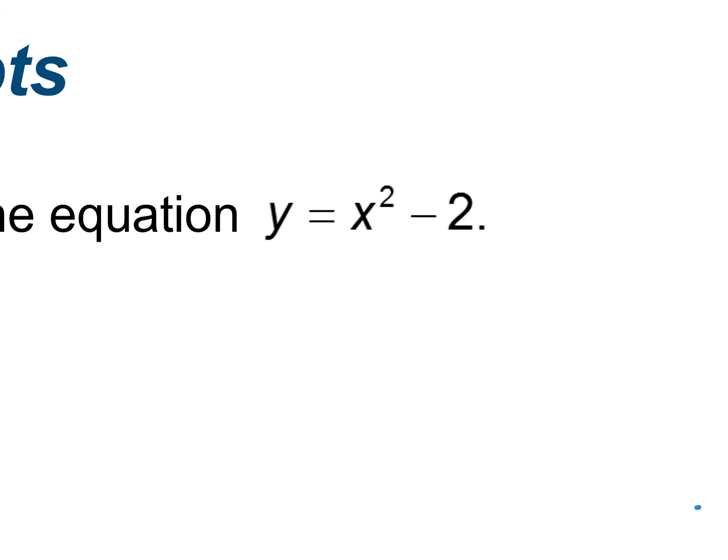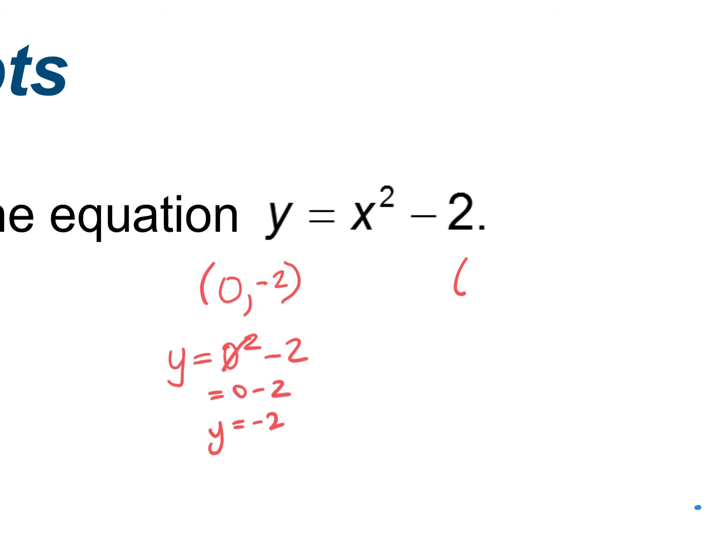So if I'm going to find the y-intercept, I plug in 0 for what? I'm plugging in 0 for x, putting a 0 in for my ordered pair, and now I'm just going to solve. y equals 0 squared minus 2. What's 0 squared? So 0 minus 2 is negative 2. So you would answer this question: the y-intercept is at (0, -2). Do you understand that?